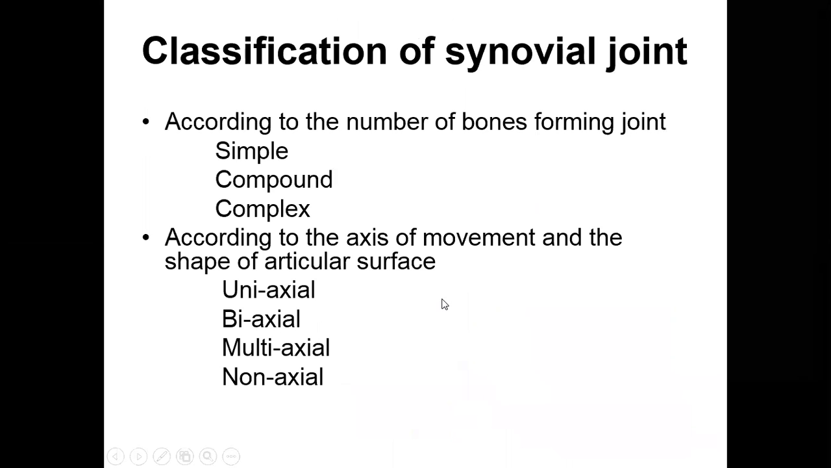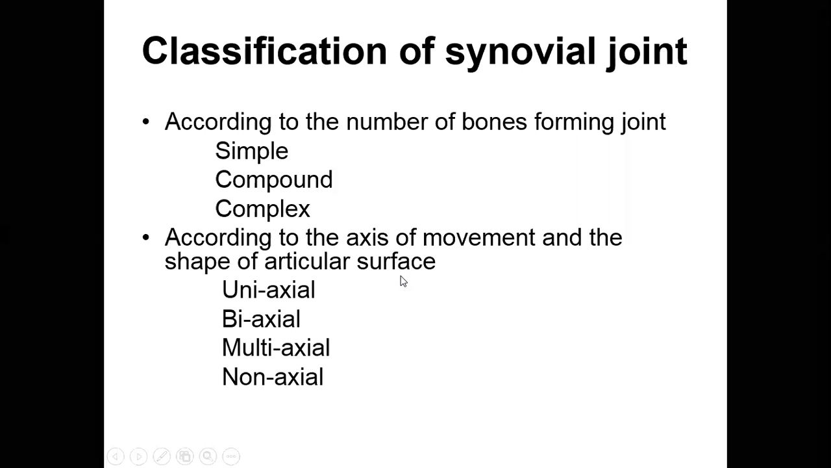Now, coming to the classification of synovial joints. We have seen how a synovial joint is. Now we are going to classify the different types of synovial joints. There are two classifications. The first is according to the number of bones forming the joint: how many bones form a joint, and based upon that we have a division. The next is according to the axis of movements and shape of articular surfaces: on how many axes the joint can move, and based upon that there is a division into types.